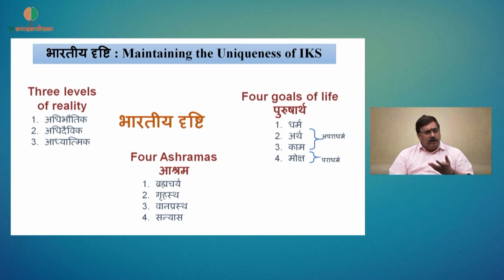And therefore, whenever we look at a phenomenon, we look at it typically at three levels. We look at it at a very physical level. It is called the adhibhautika plane. And then we also look at it at an adhidaivika, or mental or thought level process. And then finally at a spiritual plane, the adhyatmika level. So in the Bharatiya perspective, there is no separation between sacred and profane. Everything is sacred for us.